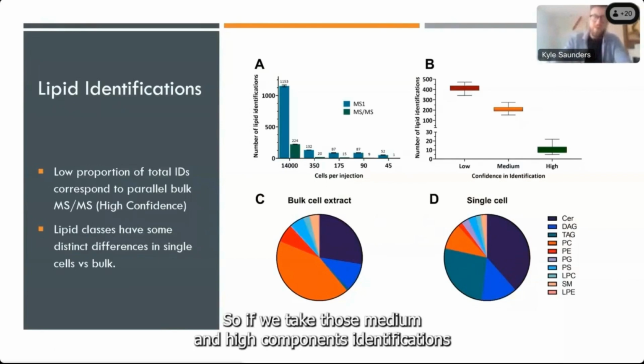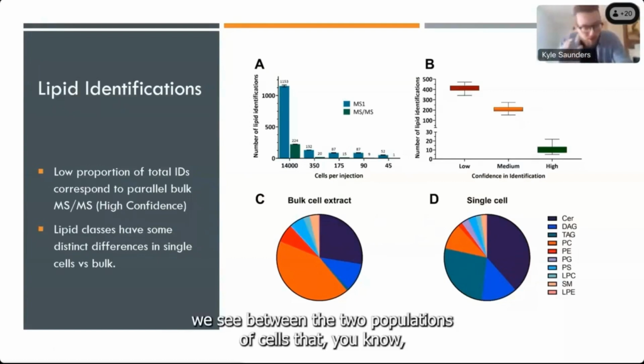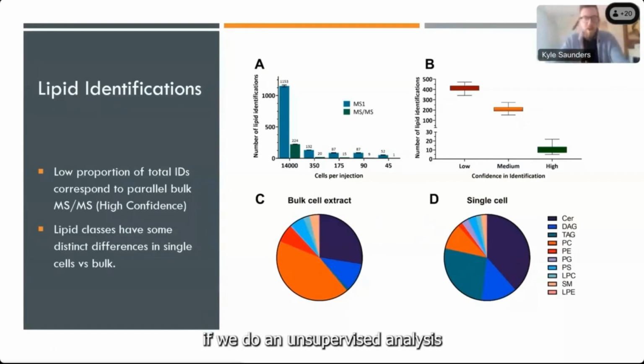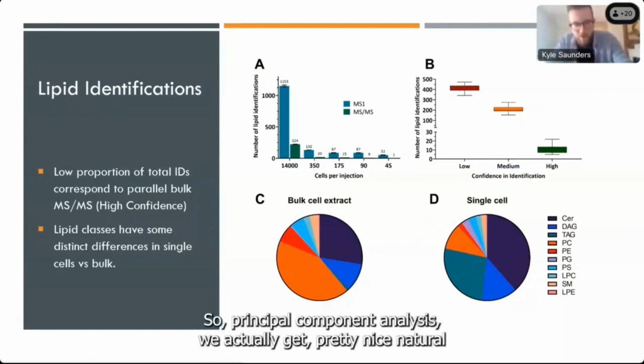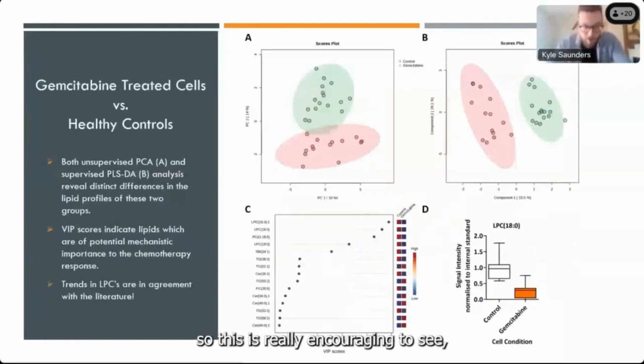So if we take those medium and high confidence identifications, put them through multivariate analysis, we see between the two populations of cells, the ones treated with gemcitabine in green and the control cells in red. If we do an unsupervised analysis, so principal components analysis, we actually get a pretty nice natural separation between the lipid profiles of those two populations of cells. So this was really encouraging to see.